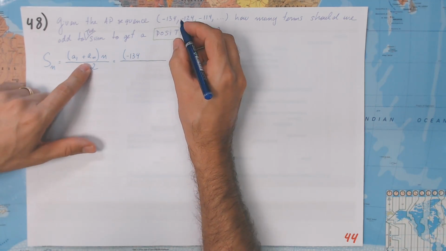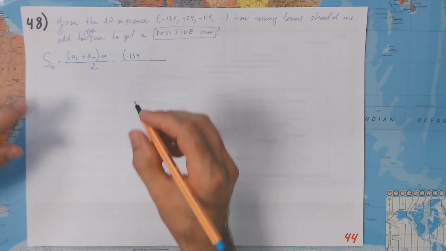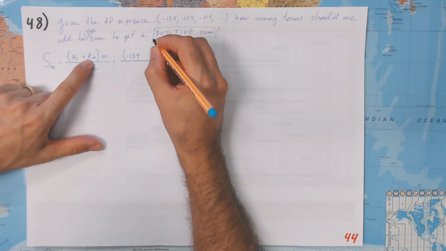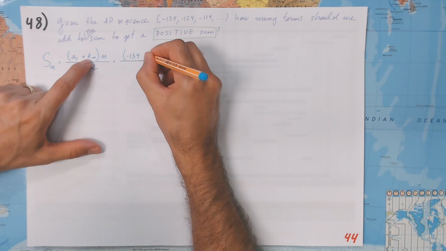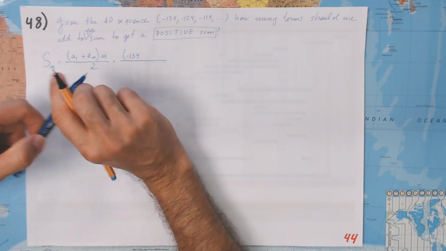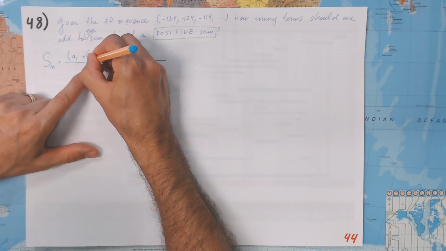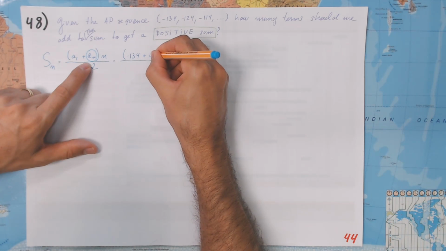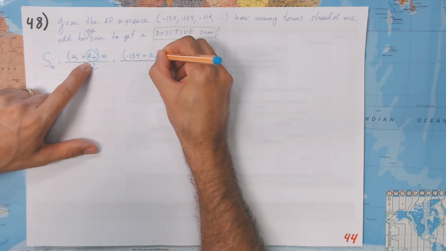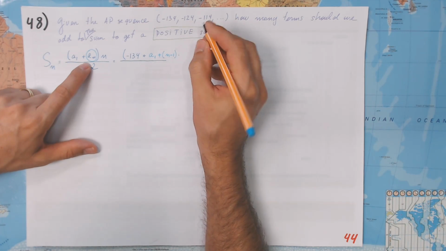Okay. What is an? Let me write in blue. What is going to be an? Well, I'm going to write an as a function of a1. So an is going to be a1 plus n minus 1 times d.